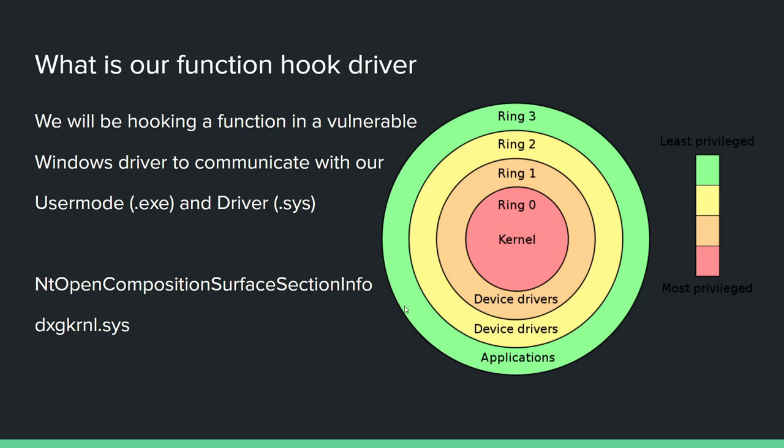But basically what we're gonna be doing is we're gonna have our ring three Python, that's gonna communicate with another application, and that's communicating with kernel, and that's what's actually writing memory. Whereas in the past, all of the writing memory, everything just happened in applications, and that could be easily blocked by anti-cheats, that sort of stuff.